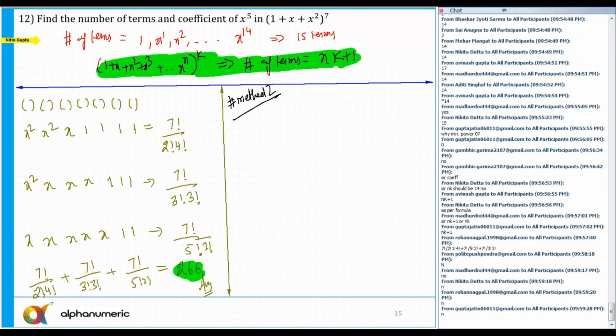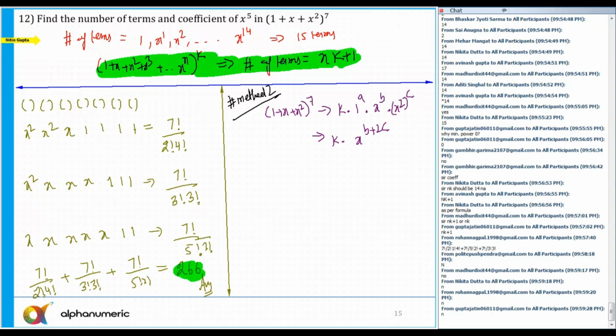So by writing the general term. We all know the general term in the expansion of (1 + x + x²)^7. What is the general term? That is k into 1 raised to power a into x raised to power b into x² raised to power c, which is basically nothing but k into x raised to power b + 2c.